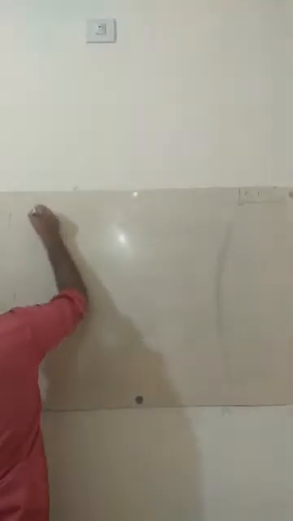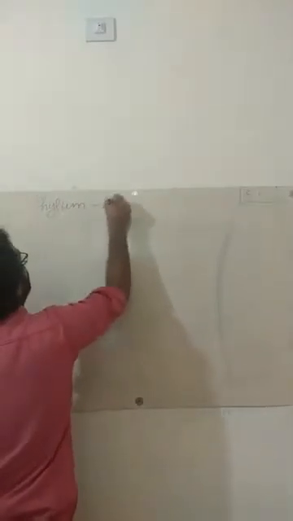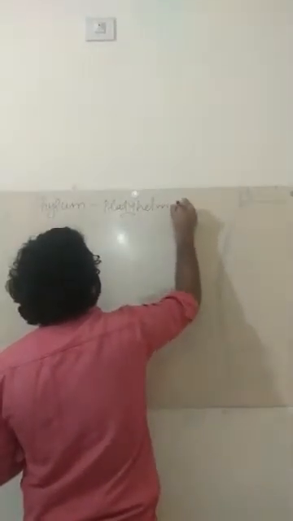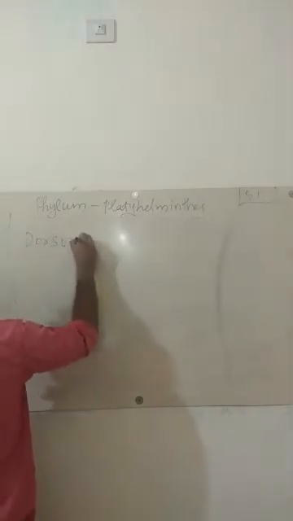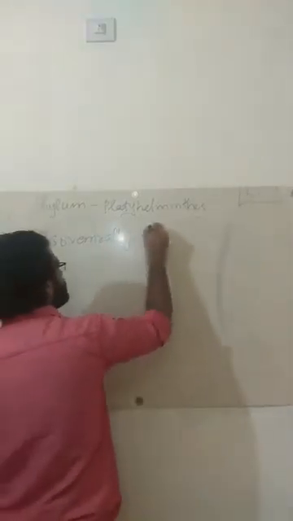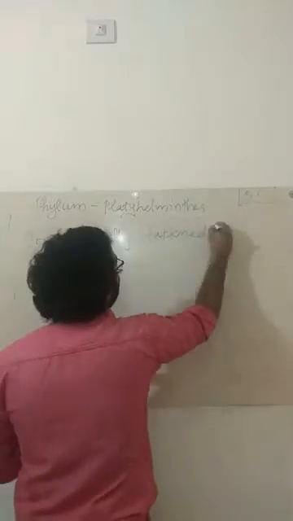Page number 51 in your textbook. Take your notebook and write the heading: phylum Platyhelminthes. When we talk about the phylum Platyhelminthes, we say that they have a dorsoventrally flattened body, which means very flattened.